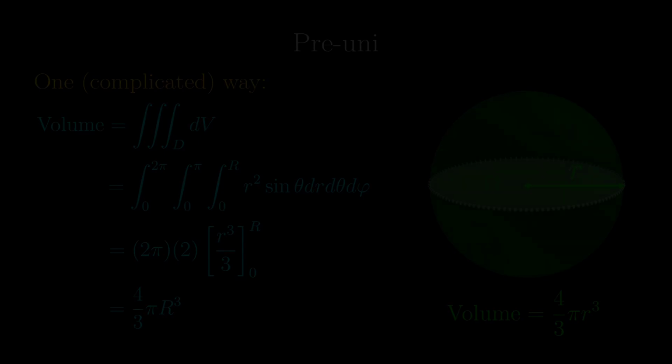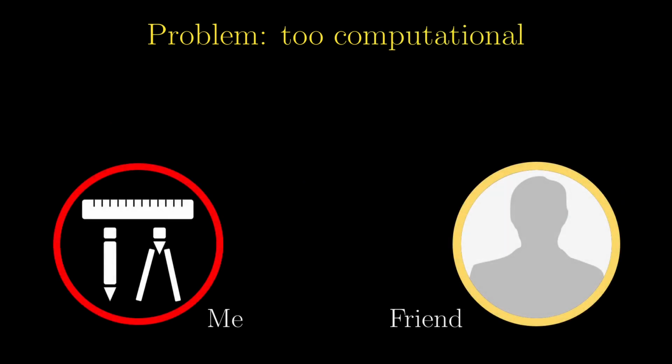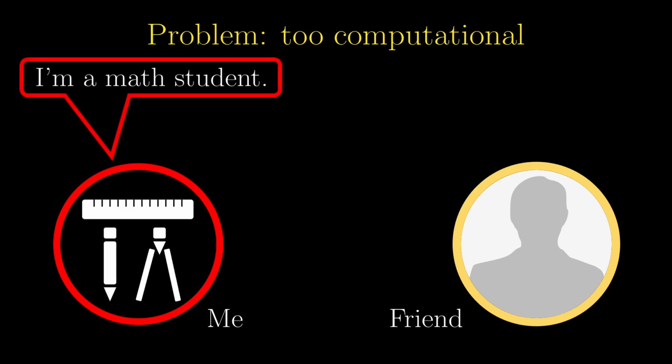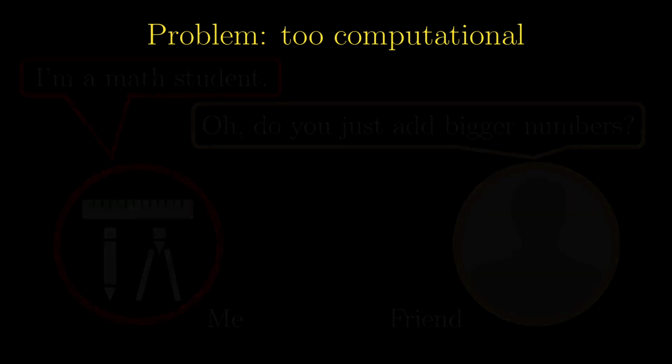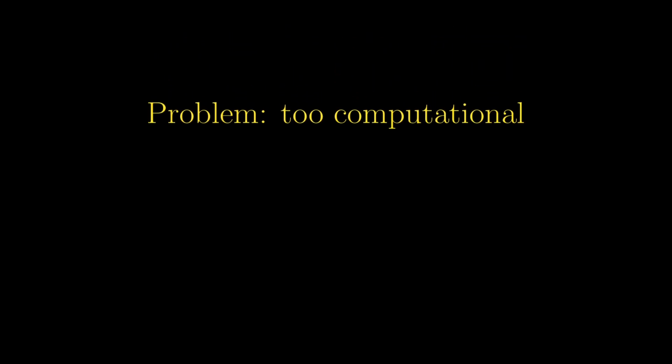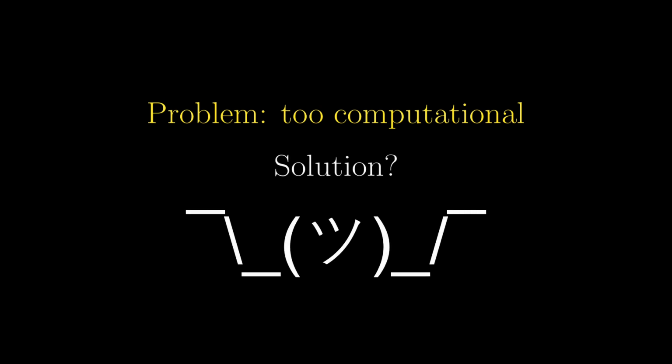The problem is the math taught is so computational that when I told my friends that I'm studying math in a uni, their response might be, oh, do you just add bigger numbers? This just highlights the problem that the general public sees math as an equivalent to computation, which makes them hate math. But what is the solution? I hate to say, but I don't know. It's such a thorny issue.